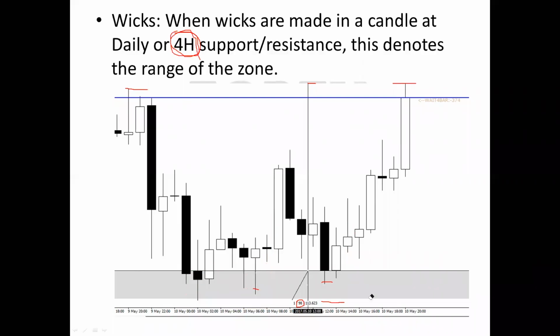And then at the same time, if this is support and let's say you are aiming for resistance right over here, so this is your range. This range is probably 30 pips. In this range, you want to take 10 pips, 15 pips, whatever.